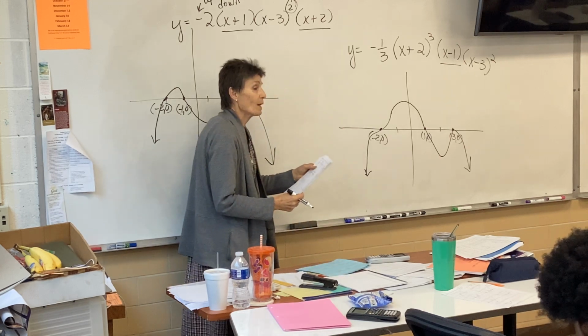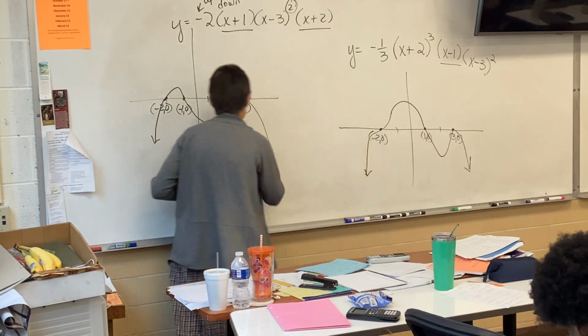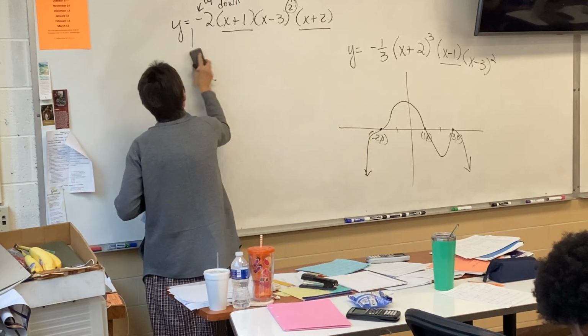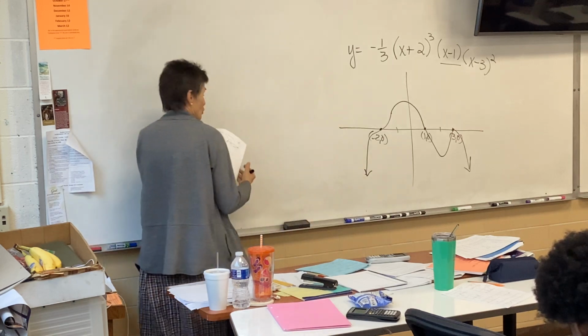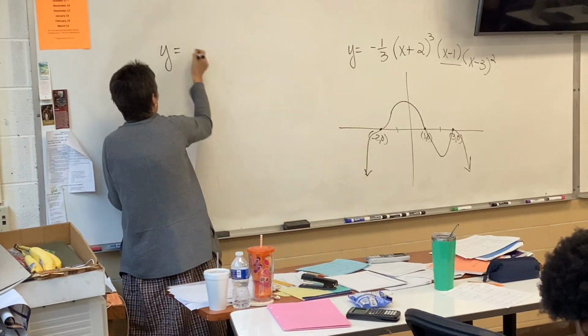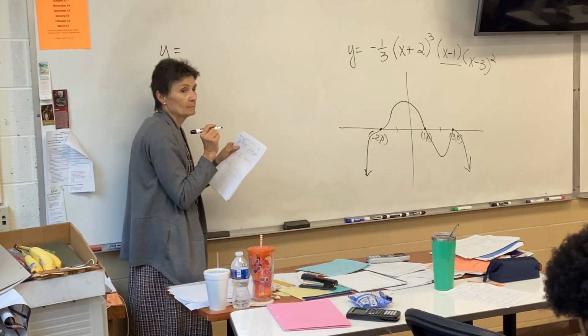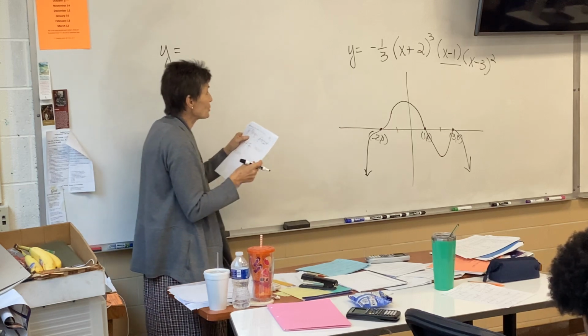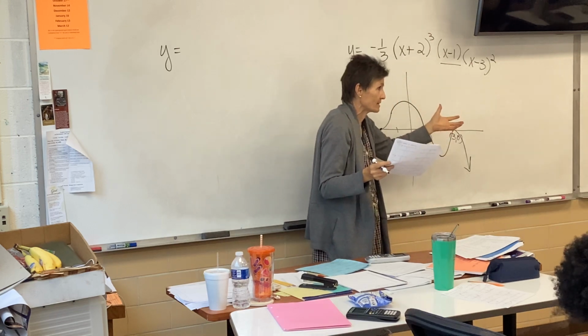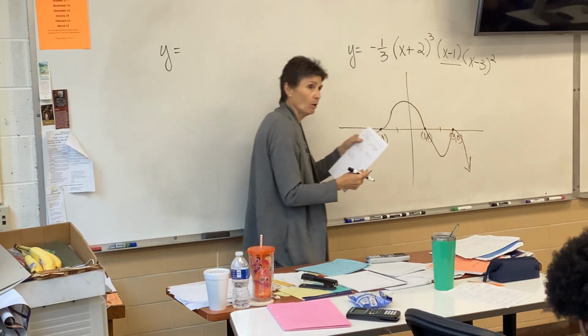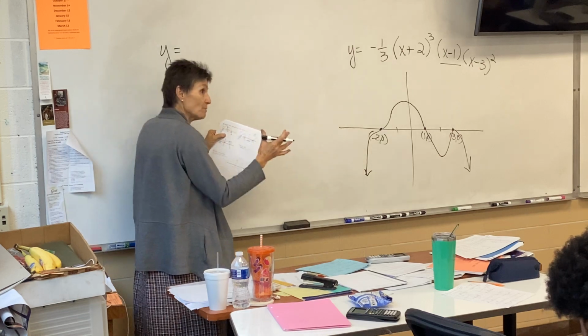Number 2, backwards. We are going to write an equation. So we have the picture and we're going to write the equation. Now your equation, here's an example. This is what it's going to look like. It's going to have a bunch of parentheses in it. Okay, can you tell by the picture what the parentheses will be?